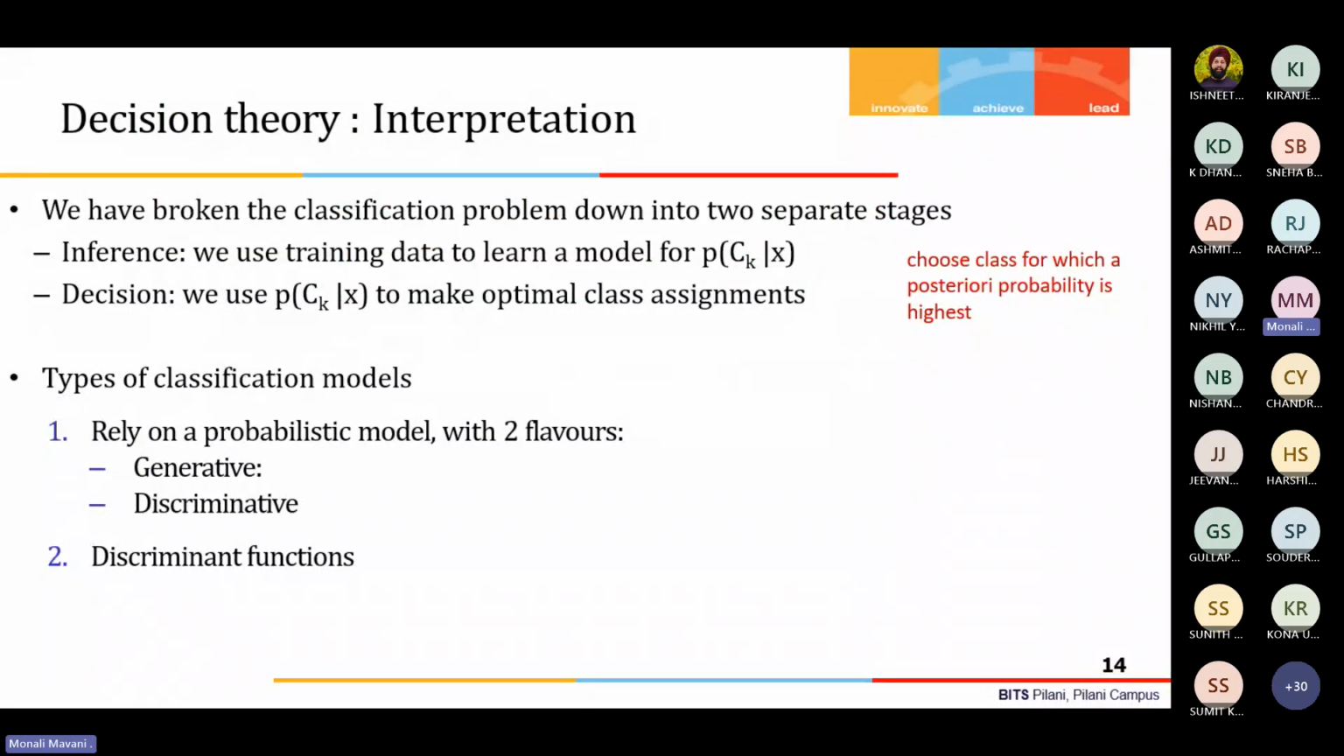From here, how do we use decision theory? When we are trying to solve this classification problem, we can break down this problem into two stages, inference and the decision. We use training data to make inference. That means we learn from the training data, build a model, and use that model to make certain decision.